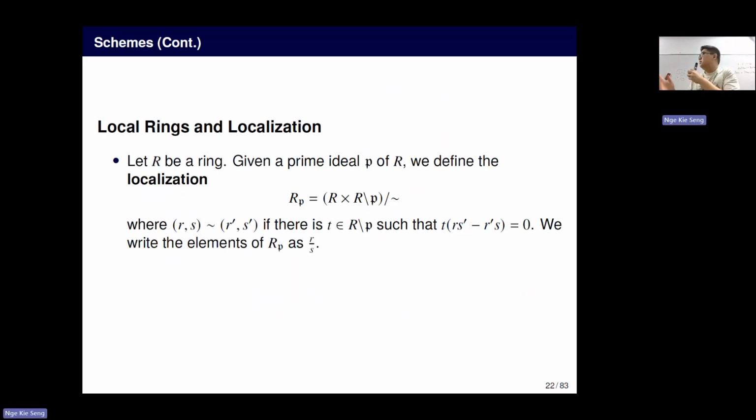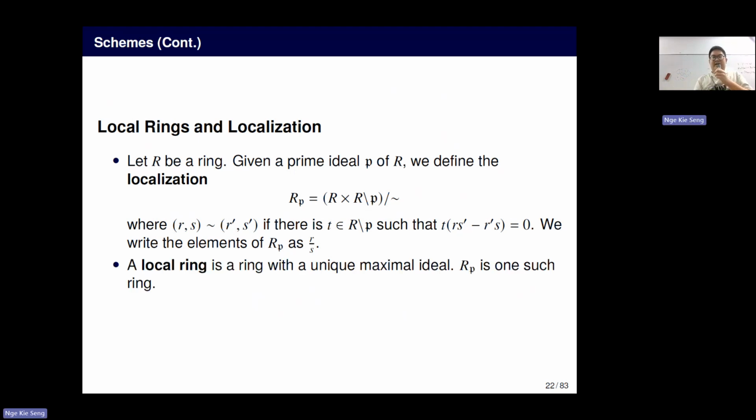Okay, this one should be familiar. This is basically localization of a ring by a prime ideal. And the local ring itself is basically a ring with one unique maximal ideal, and R_P is one such ring, yes.